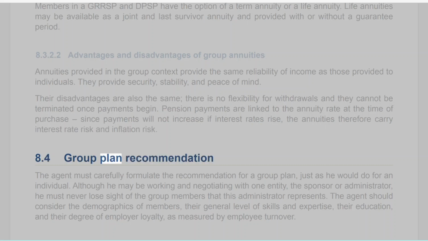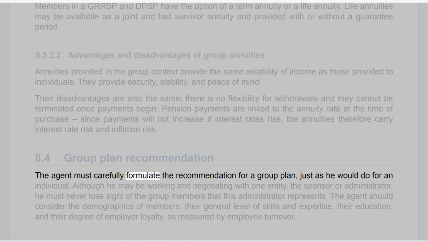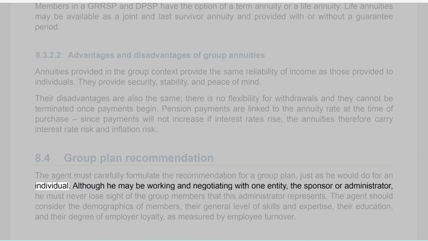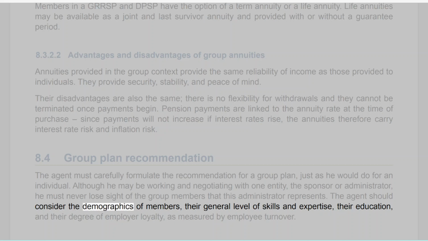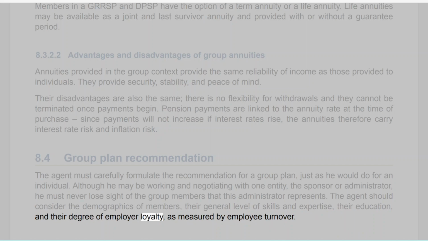8.4 Group plan recommendation. The agent must carefully formulate the recommendation for a group plan, just as he would do for an individual. Although he may be working and negotiating with one entity, the sponsor or administrator, he must never lose sight of the group members that this administrator represents. The agent should consider the demographics of members, their general level of skills and expertise, their education, and their degree of employer loyalty, as measured by employee turnover.